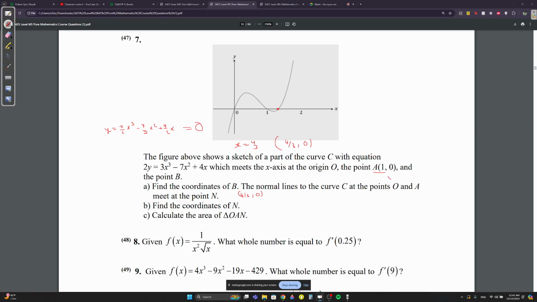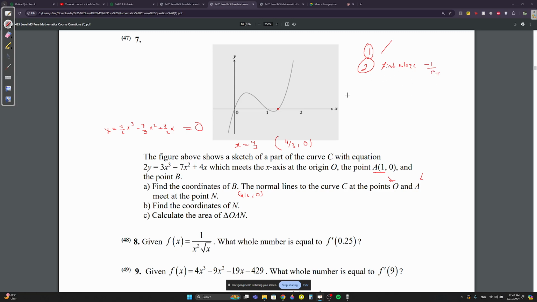So the normal at O and the normal at A meet at the point N. What we need to do is find the equation of the normals and equate them to each other. We want to find what N is. We have our points, so we can take step 1. Step 2 is to find the slope. Remember, since we're talking about the normal, the slope is minus 1 over m of the tangent.